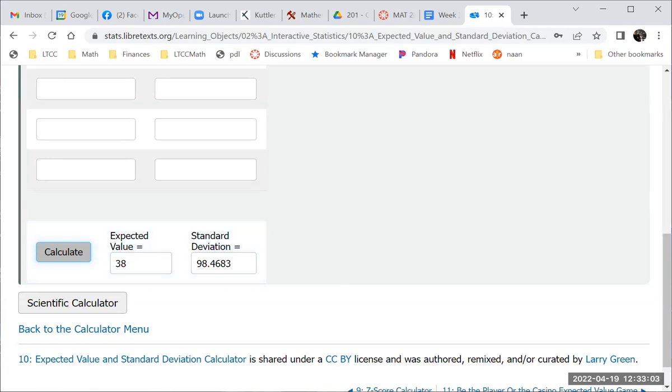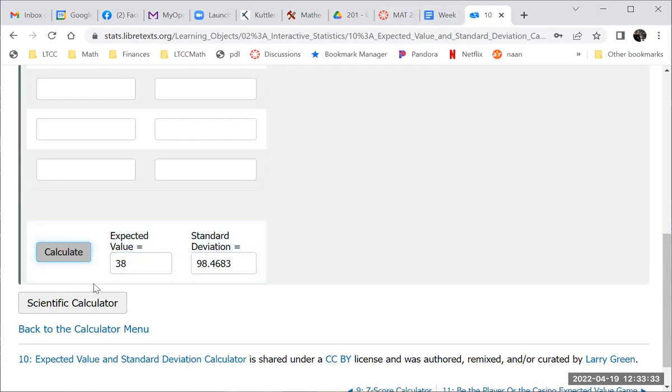Okay. And we get, I'm just going to round to the nearest whole number because what are the units here? Dollar amount? Yep, these are dollar amounts. And probably good enough knowing that it's $38. Okay, and the standard deviation is 98. You know, yeah, it's 0.4683, but good enough to just say 98. Okay, in terms of real life stuff, $98.